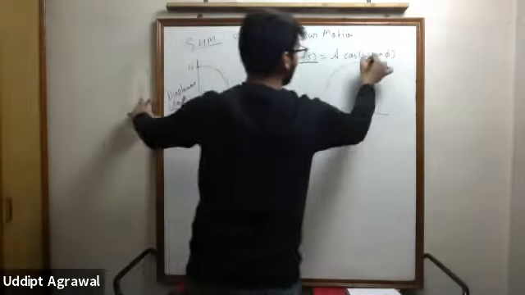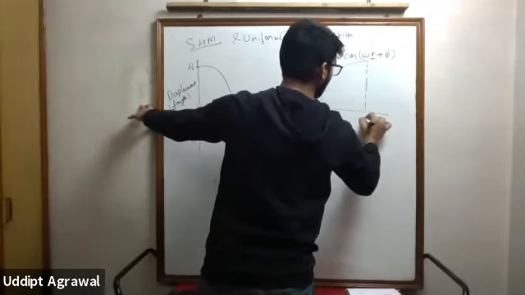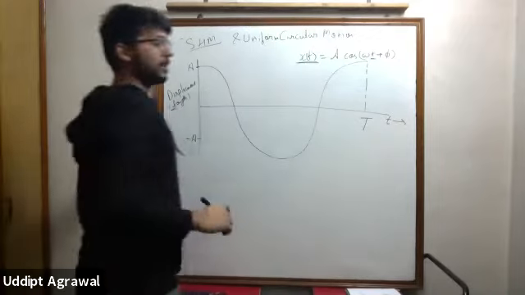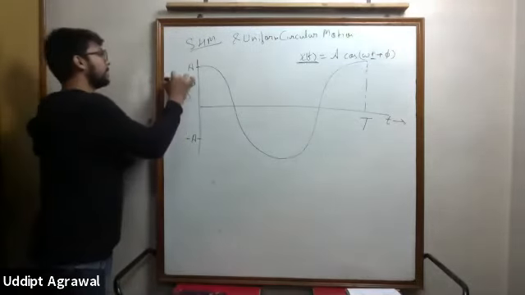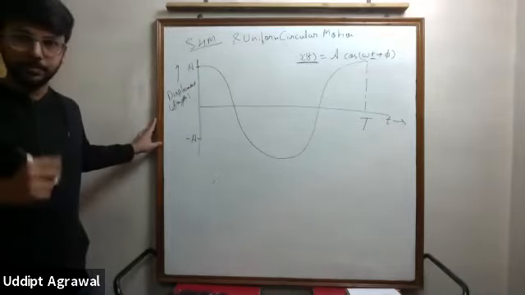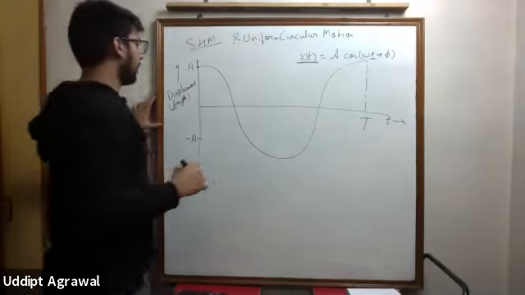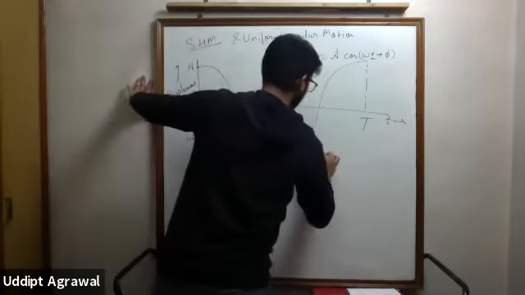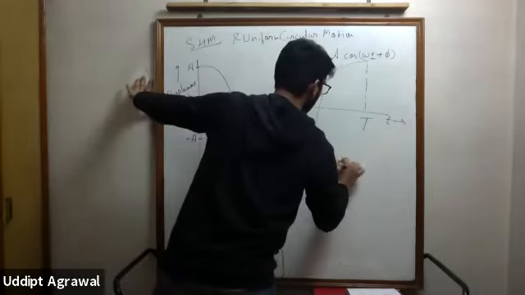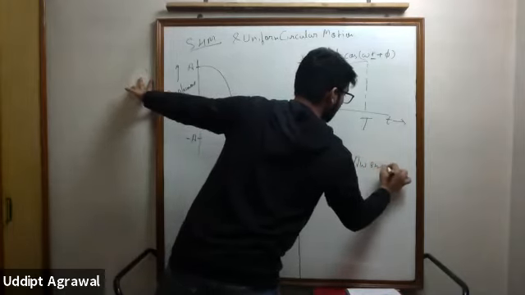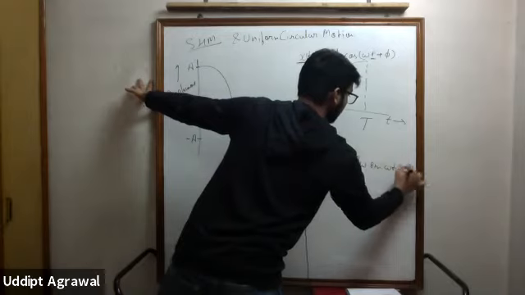Okay, at this point I reach my capital T, the time period, and obviously the x-axis is t. The displacement as well, it is this way. Understood? Now let's take the next one, which is velocity, which is minus a omega sine (omega t plus phi).